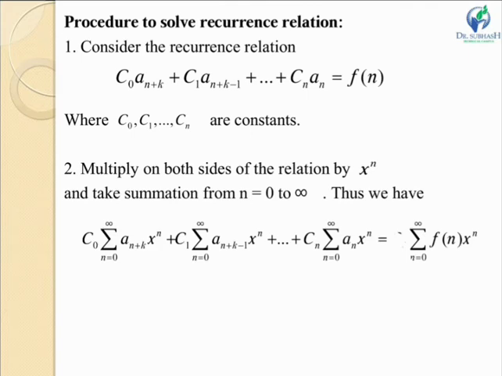Now let us see the procedure to solve the recurrence relation. Now consider the recurrence relation C0 an plus k plus C1 a n plus k minus 1 plus up to plus Cn an equal to f of n, where C0 to Cn are constants. Step 2 is we multiply on both the sides by x raised to n and we take the summation from n equal to 0 to infinity. Thus, in the next step we have multiplied x raised to n on both the sides and we have taken the summation from n equal to 0 to infinity.